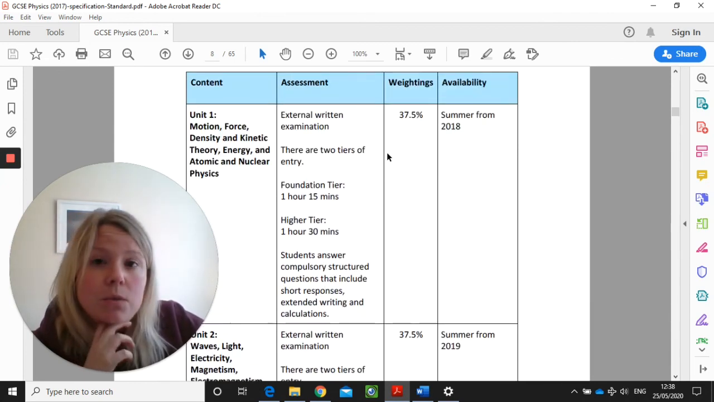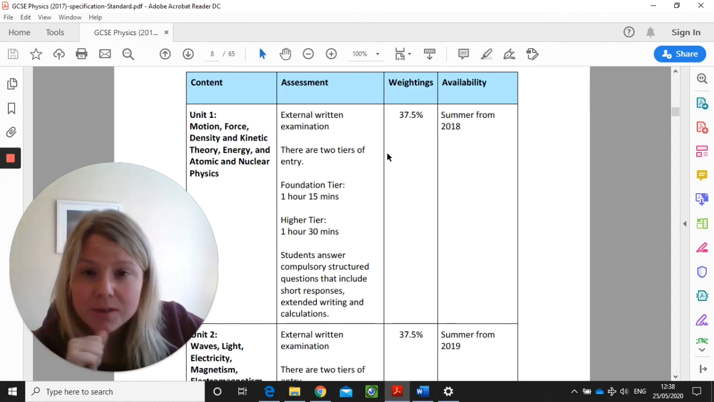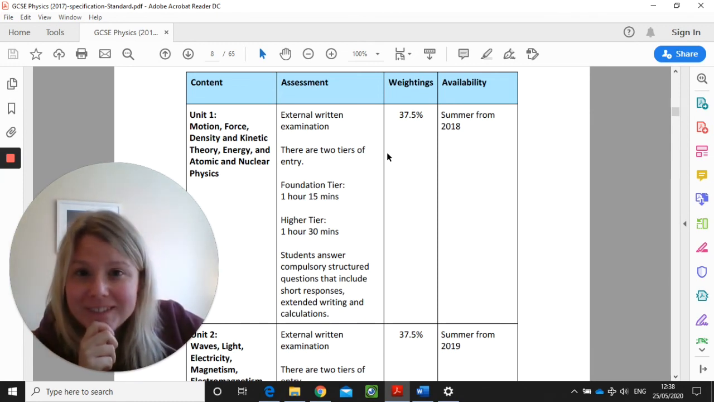Okay, so that is it. Hopefully you're looking forward to studying GCSE physics. I know me, Mr. Ross and Mrs. Turner are all looking forward to starting GCSE physics with you. So let's get going. Let's start atomic and nuclear physics.